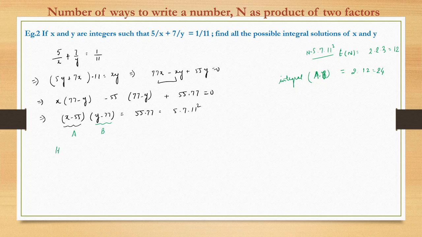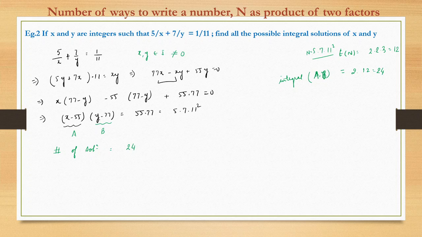So the number of solutions would have been 24, but we need to be careful here. See, here x and y are integers, but they cannot be 0. If they are 0, then the equation becomes indeterminate. So we need to be careful: can x and y take a value of 0 and satisfy this equation?